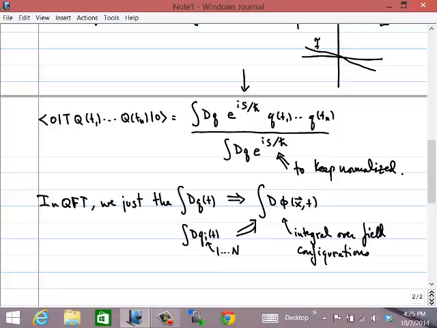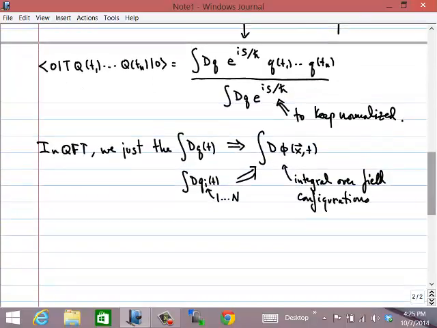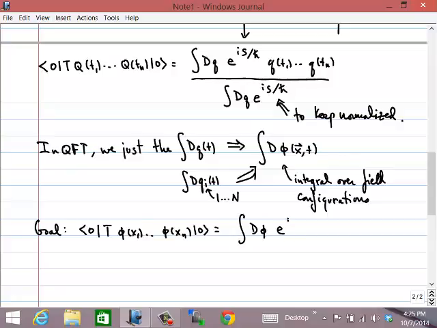So now our goal then is to define an efficient algorithm for the computation of these vacuum expectation values, these time-ordered vacuum expectation values, which are the normalized integrals over all possible field configurations. So that's what we're going to do this class. Before I do so, let me just pause and see if there are any questions.